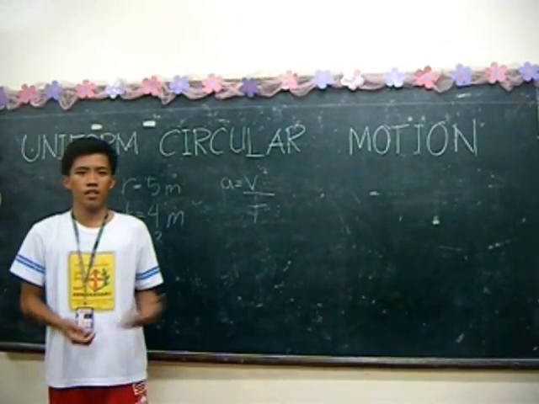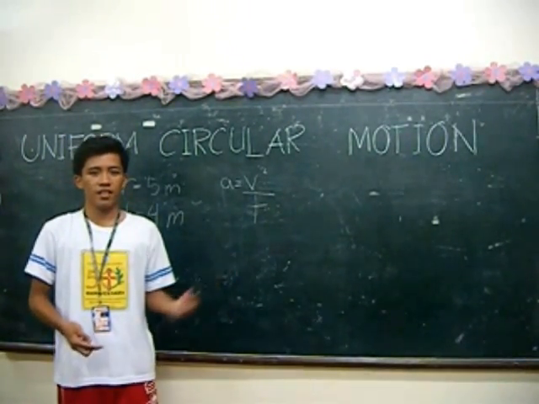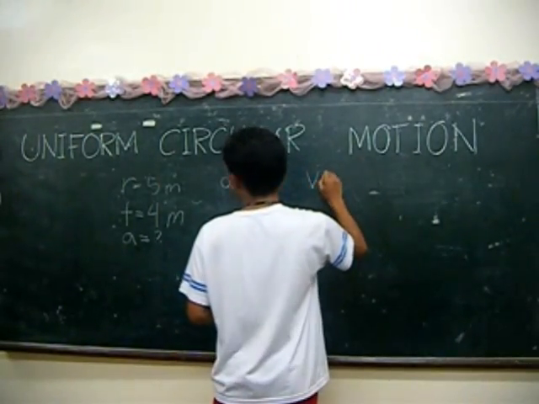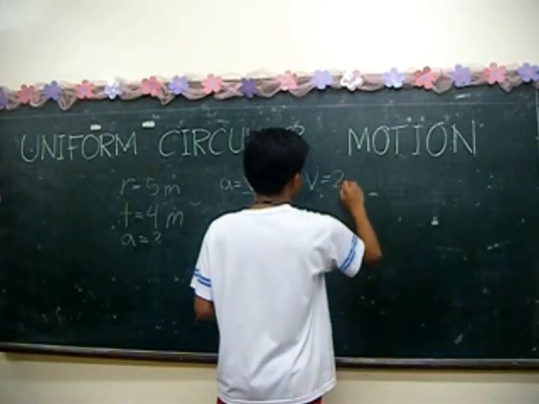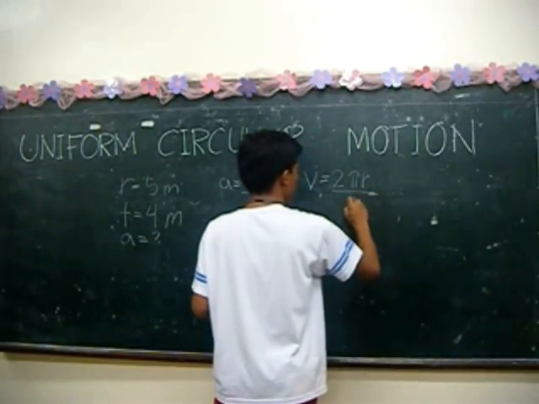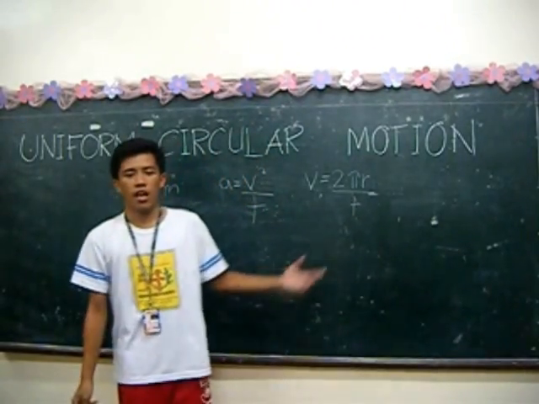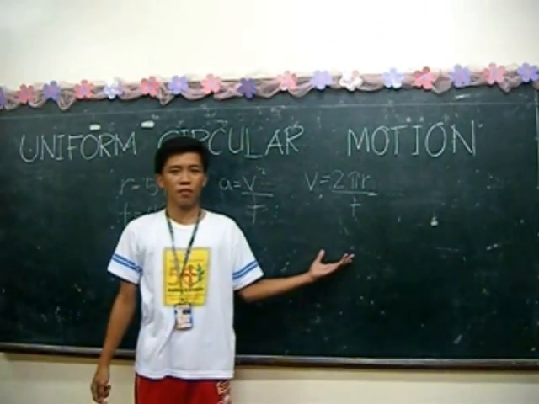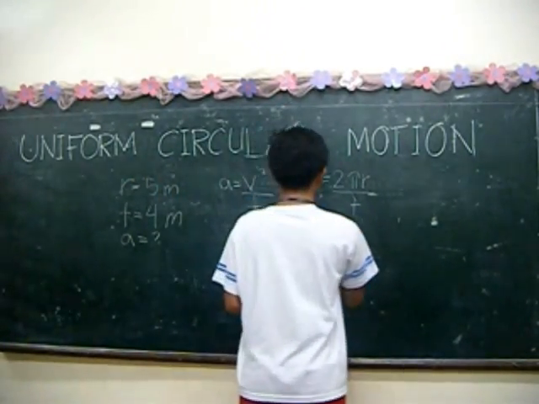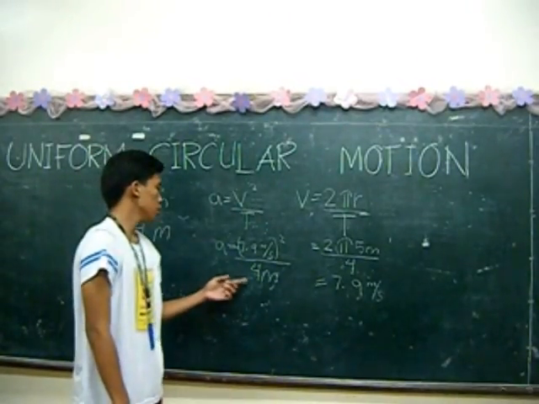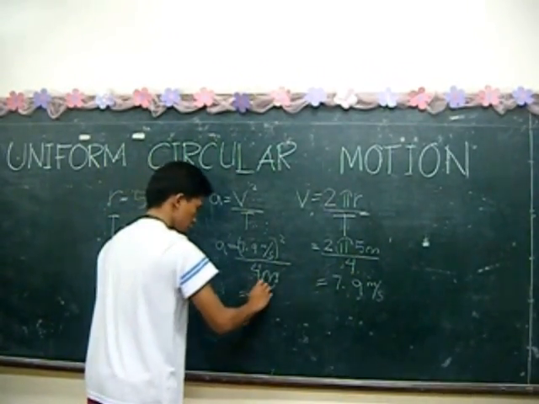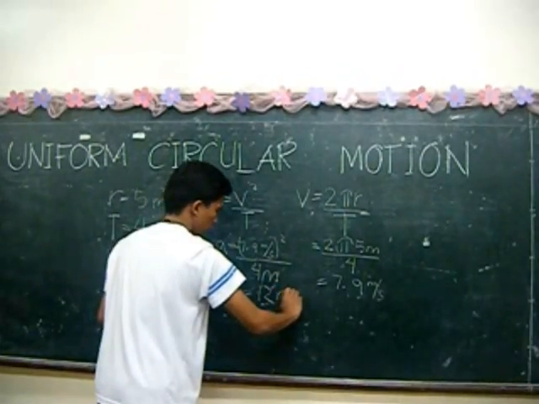So now we will find the velocity, and this is its formula. This is it. And now we will substitute our given values into our formula like this: 10.9 meters per second squared over 4 meters. And the answer is 12 meters.